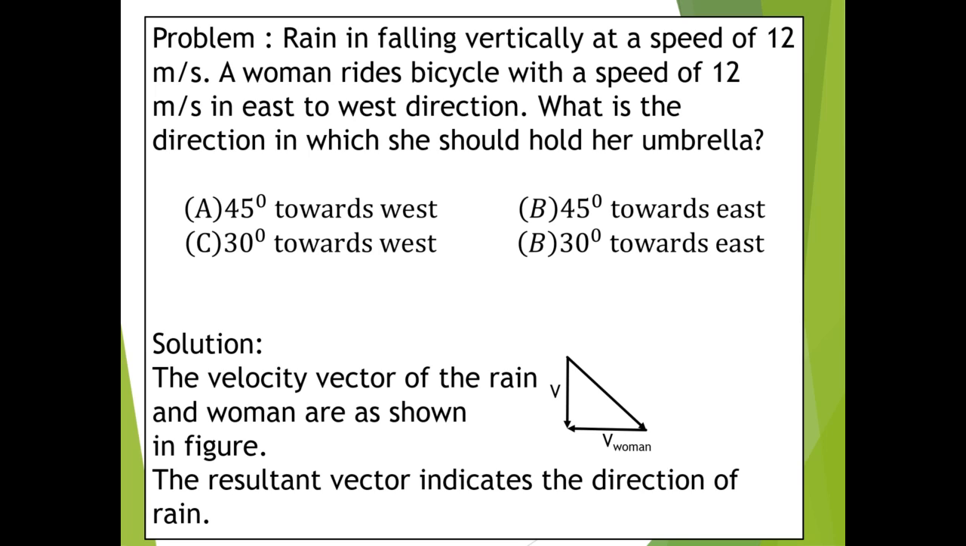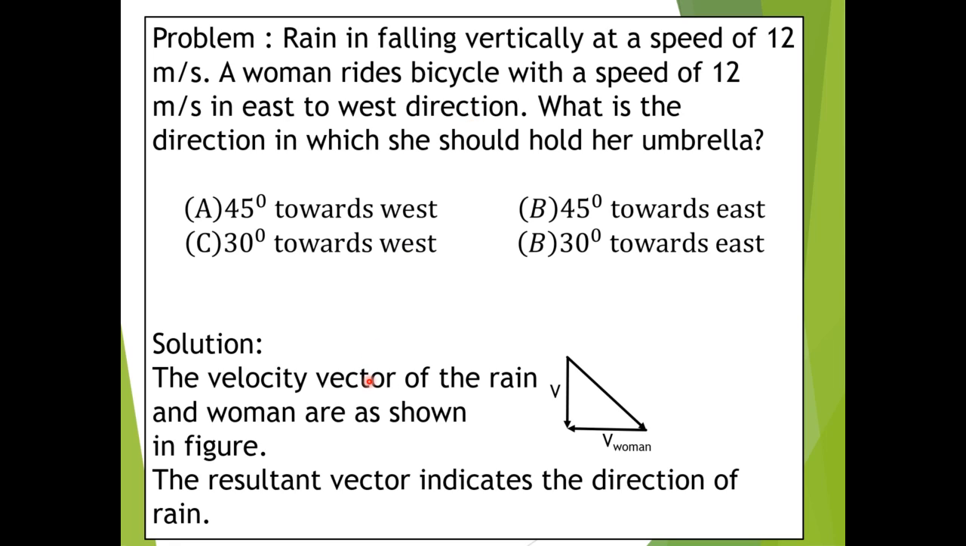We have rain falling vertically, and a woman rides a bicycle with a speed of 12 meters per second in the east to west direction. What is the direction in which she should hold her umbrella? So let's look at the solution.